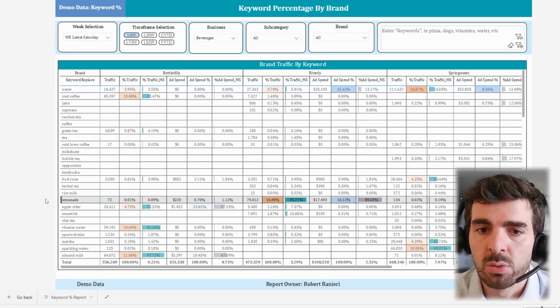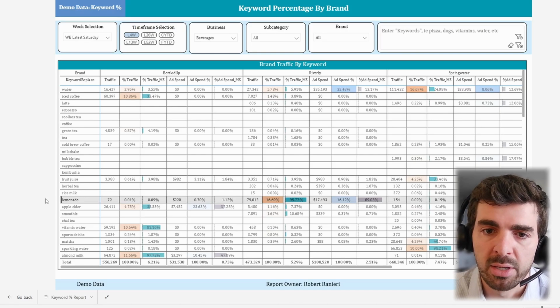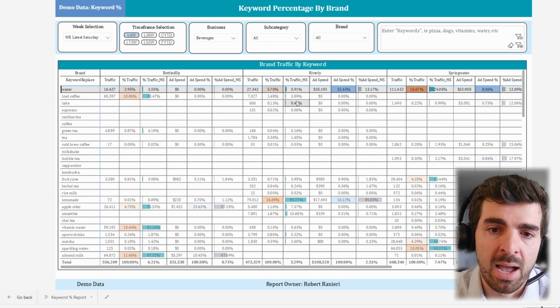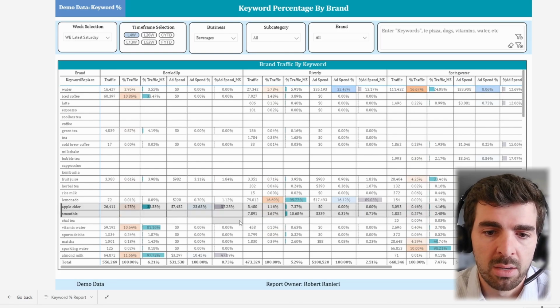Putting ourselves into the shoes of an ad spend manager at Riverly, we know that the spend on the keyword water is not as efficient as other keywords. I would recommend allocating this $35,000 to some other keywords which we have some market share but may not be spending enough, such as apple cider and smoothie, where Riverly has a 7% and 11% share but doesn't spend nearly enough compared to its share amount of traffic.